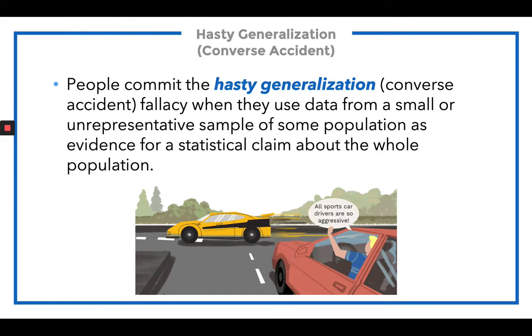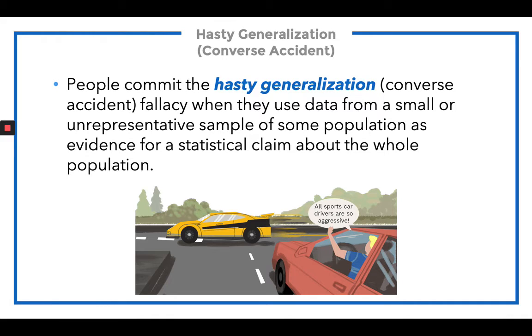Now the next fallacy we're going to take a look at is hasty generalization, or what's called converse accident. It's called a converse accident because it does sort of the opposite thing that an accident does, right? What an accident does is it starts with a generalization and applies it to all cases, even the rare outliers, which is a problem. Hasty generalization, a converse accident, starts with a few particulars and draws some generalization, but maybe those particulars aren't similar to the larger body of a population or some evidence base. So we commit the hasty generalization fallacy when we use data from some small or unrepresentative sample as evidence for a statistical claim about the whole population.